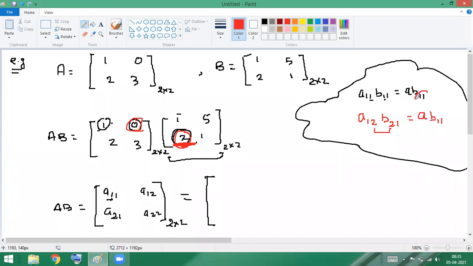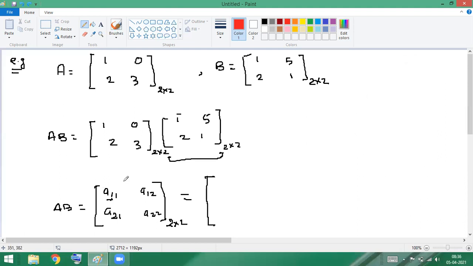Means if you want to find the AB11 element, you will get two terms, one from here and one from here, and you have to add these two. Clear with this? Then you will get the final answer. So whenever you have to multiply the first row, first column, check how many elements are there. We have two elements here and two elements here. It means we have to multiply this into this and this into this.